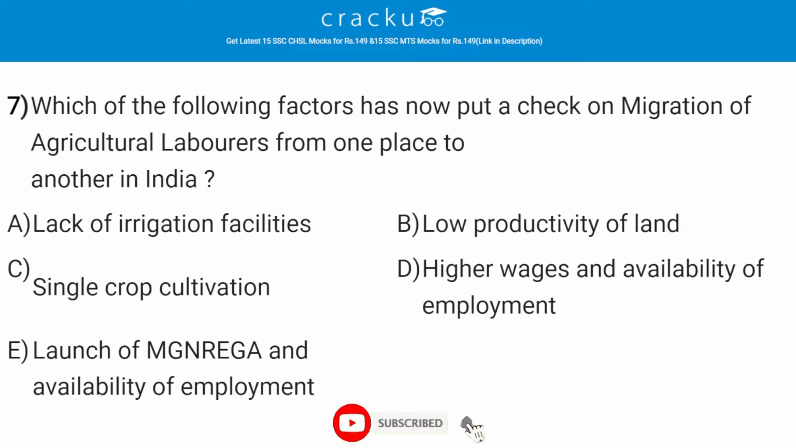Which of the following factors has now put a check on migration of agricultural laborers from one place to another in India? The correct answer is E, that is launch of MGNREGA and availability of employment opportunities locally.